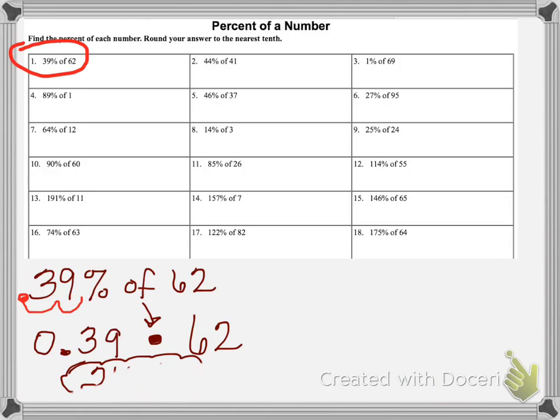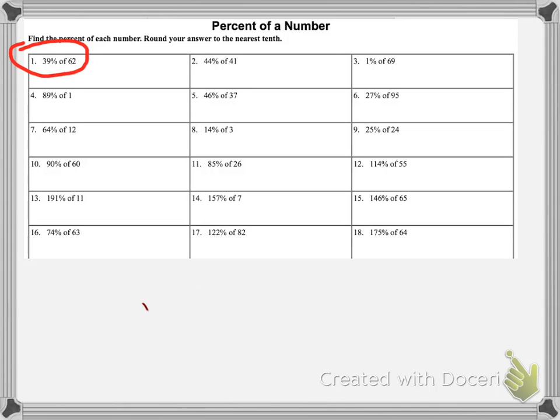We're going to do number, erase here, and now we will try number 10. Okay, so now we're going to work with number 10. We're looking for 90% of 60. 90% is almost 100%. So that means we're looking for just about all of 60. So our answer should be close to 60.